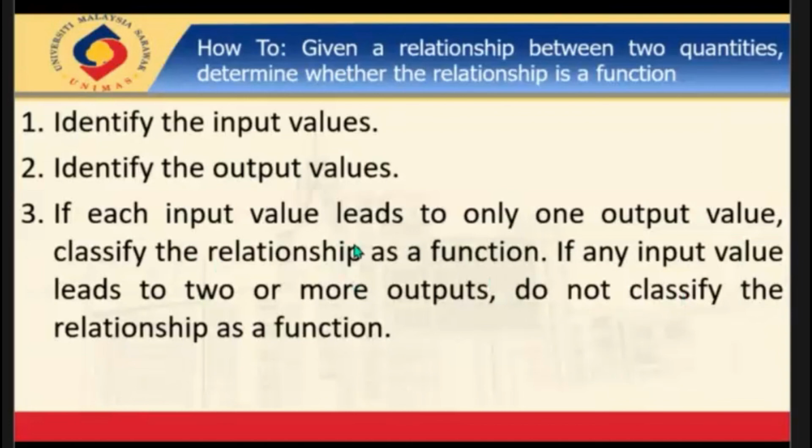Okay, now another step: given a relationship between two quantities, how do we determine whether the relationship is a function or not? If some relation is given to you, how will you know whether it is a function or not? The procedure is like this. Identify the input values first and then identify the output values. If each input leads to only one output value, then classify the relation as a function. Even if the whole world says no, it is not a function, you should be that confident that it is a function, because each input produces a unique output. So you should be that clear.